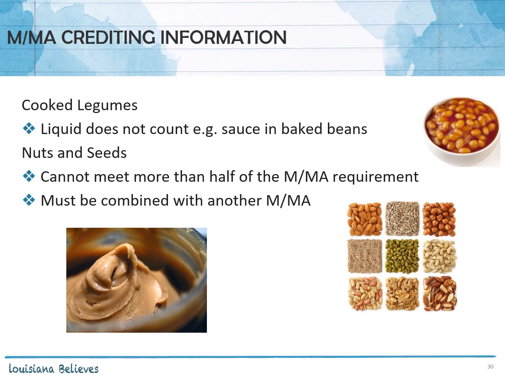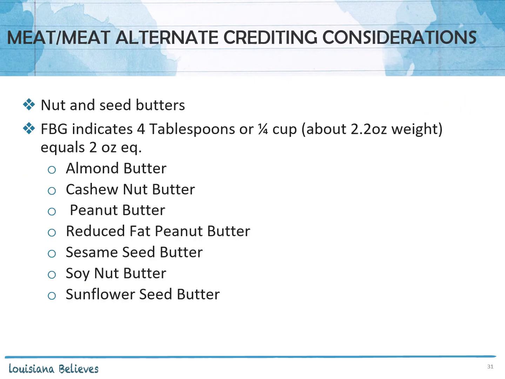Nuts and seeds cannot meet more than 50% of the meat alternate requirement at lunch. They must be combined with another meat alternate to meet the minimum requirement for each grade group. For example, schools cannot serve 2 ounces of nuts to meet the meat alternate component for grades 9 to 12. The menu could include 1 ounce of nuts, but must also include 1 ounce of another meat alternate.